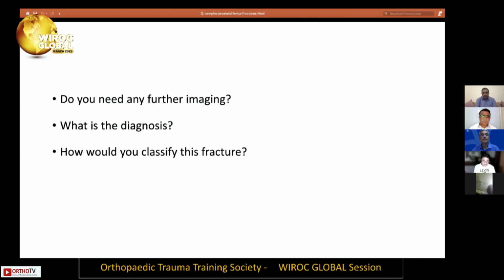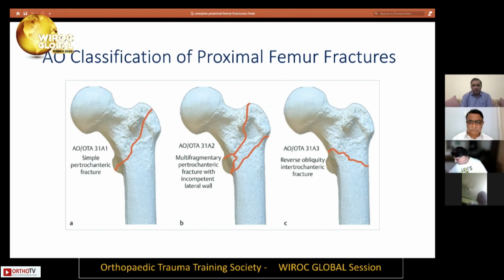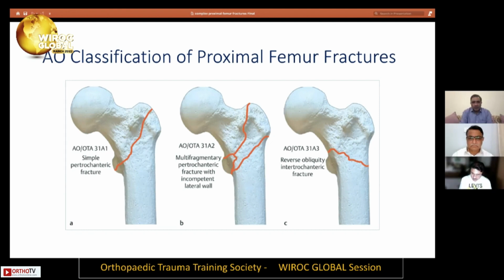So based on this imaging, the next question is, what would be your diagnosis? To me it is an intertrochanteric fracture, comminuted. And the next obvious question is, how would you classify this fracture? I would use the AO classification of proximal femur fractures in my practice, where the pertrochanteric fractures are divided into three types. Type A1 is a simple pertrochanteric fracture. A2 is a multifragmentary pertrochanteric fracture with incompetent lateral wall. And then the third type, A3, is reverse oblique trochanteric fractures.